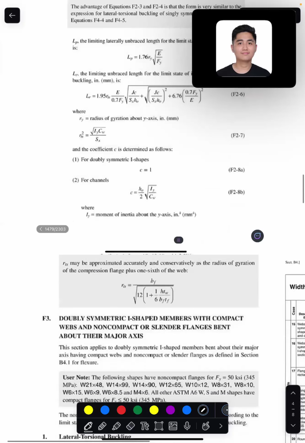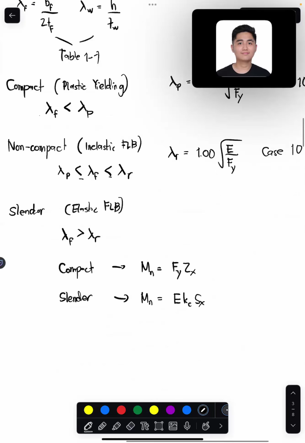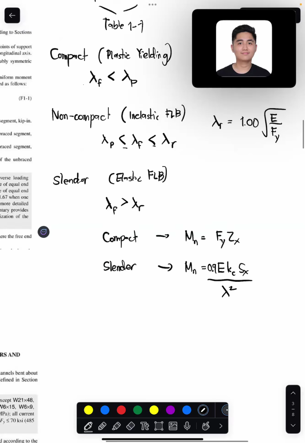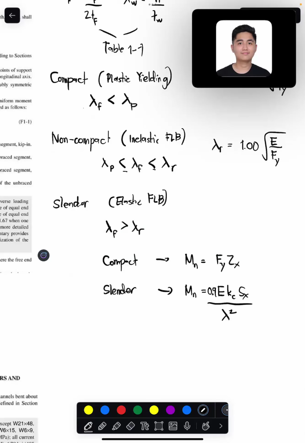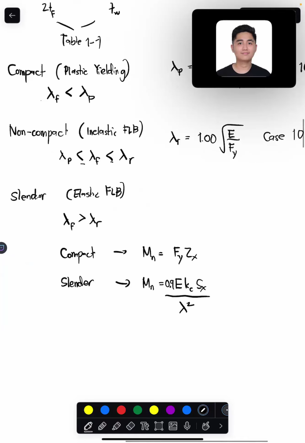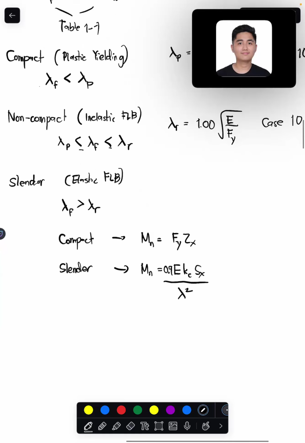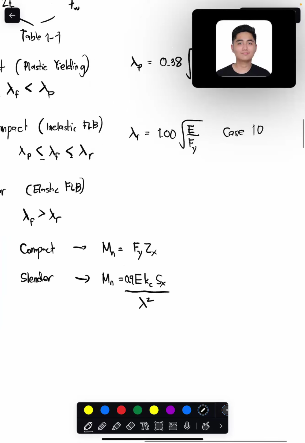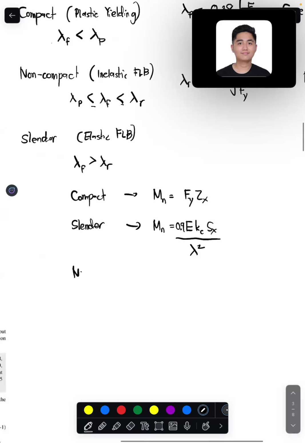So may 0.9 plus lambda squared. So whatever was the width to thickness ratio nito, yun yung magiging nominal moment natin for slender na cross section. Pero most of the time, hindi tayo nagde-design ng slender na beam in the first place. Typically, at most, inaalaw natin na non-compact yung cross section.